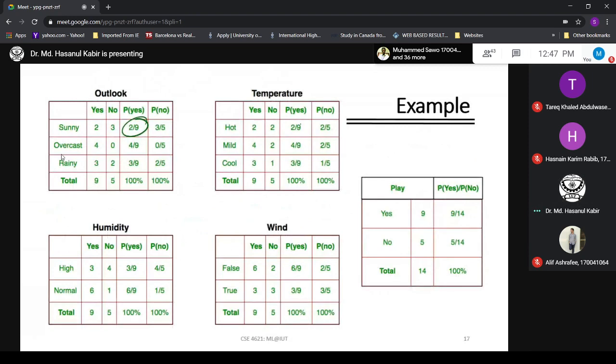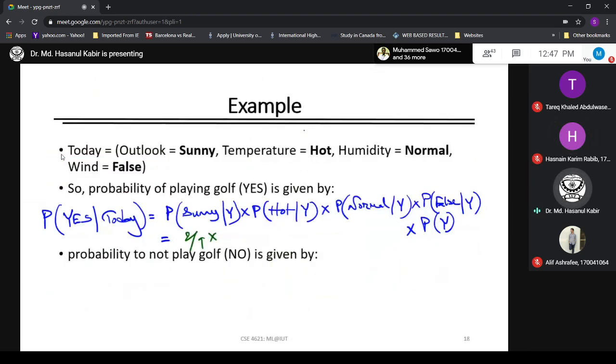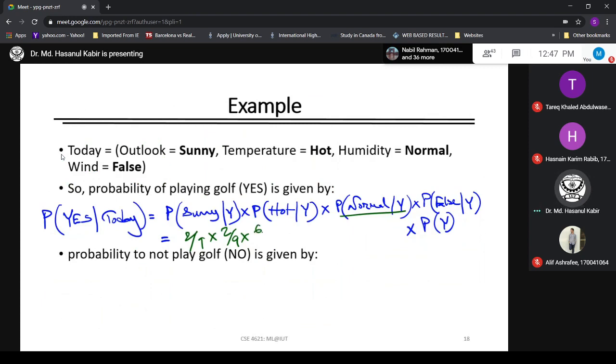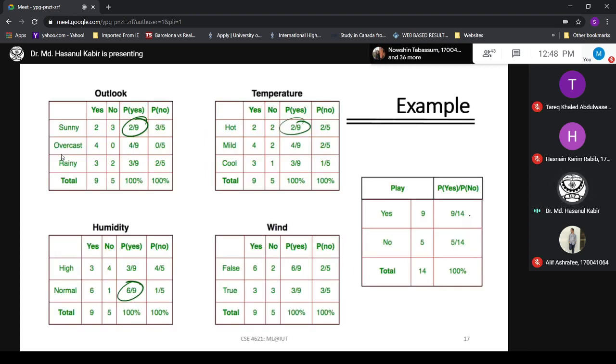Where is that one? This one, right? Yes. Now again it is 2 by 9, and then you have the humidity was normal and you have played. Where is that one? Humidity is normal, you have played. This is that one, right? So it is 6 by 9, and then finally the wind was false and you have played. So where is it? The wind was false and you have played.